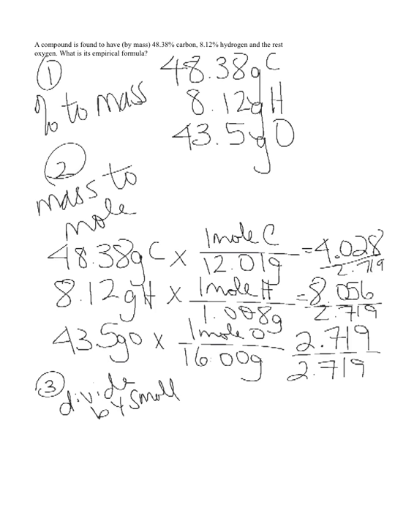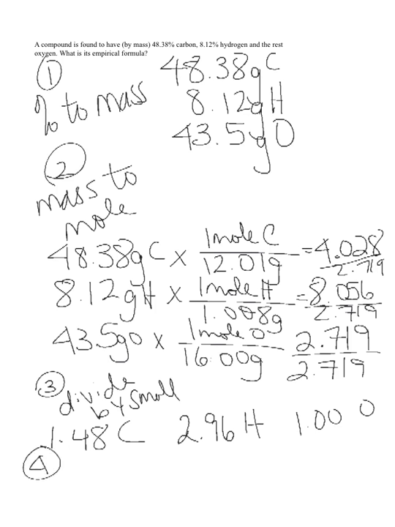Okay, 4.028 divided by 2.719 tells us that for carbon we get 1.48. 8.056 divided by 2.719 is 2.96 for hydrogen. And 2.719 divided by 2.719 is 1 for oxygen. Then part 4 of our rhyme says multiply till whole.